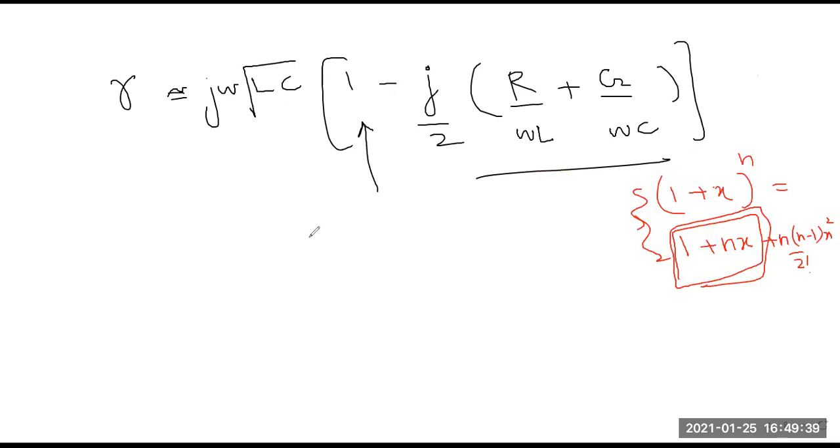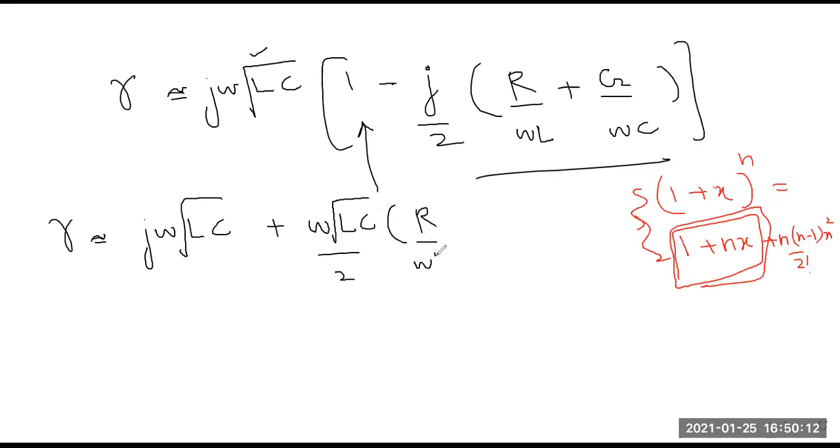Now let me simplify this and then end today's lecture. So we get this. Gamma is equal to, let me multiply this term. This term multiplied with 1, you get j omega under root LC, and then multiply this thing. So minus and then j square, this is also minus, you get plus, and then omega under root LC divided by 2, and you have R by omega L plus G by omega C.